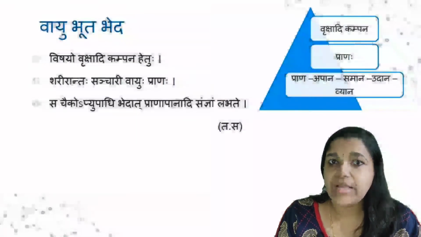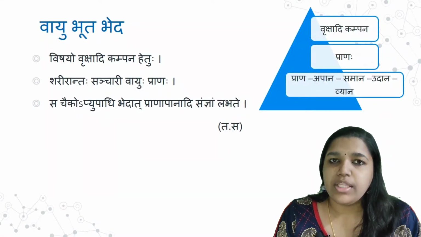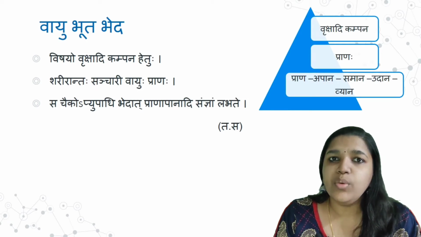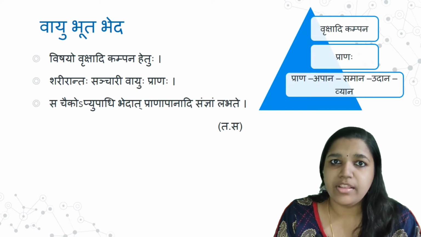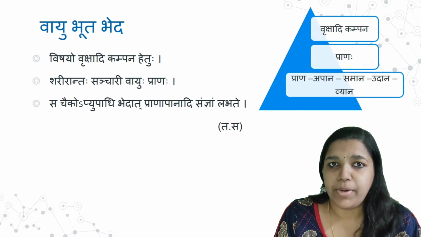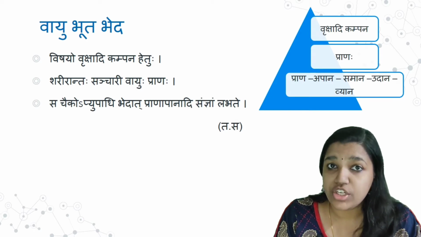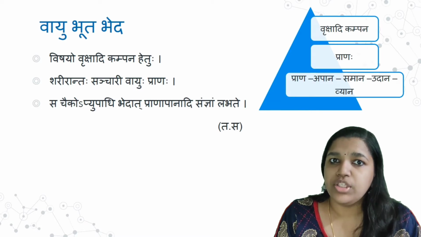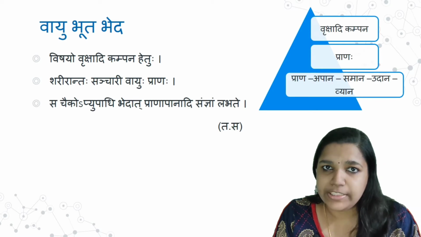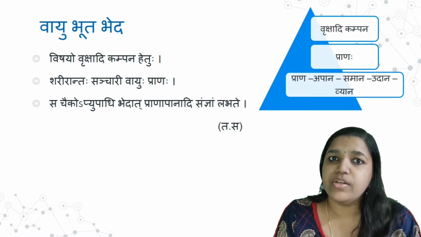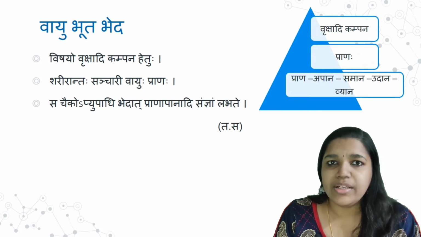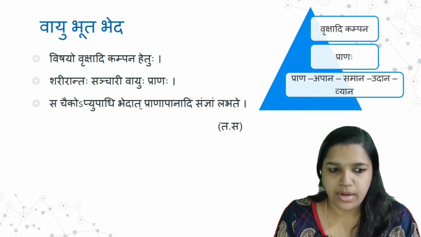And this Vishaya is again classified further, that is Vishayo Vrikshadi Kampana Hetuhu. That is, generally in the environment we can see the Vayu as Vrikshadi Kampana Hetu, that which is responsible for the Kampana or the shaking or the movement of the Vrikshadi. That is, the trees will be moving or swinging in the air. So that which is responsible for the movement of trees or the leaves, such thing is considered to be Vayu. So Vishayo Vrikshadi Kampana Hetuhu. That is one example which we can see as Vayu Mahabhuta.